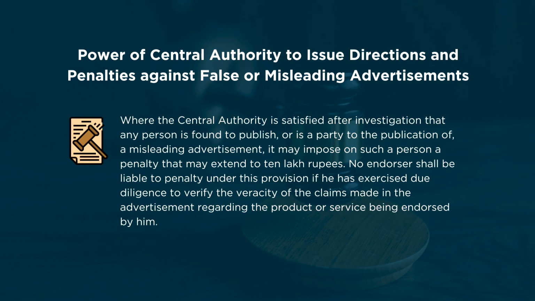Where the central authority is satisfied after investigation that any person is found to publish or is a party to the publication of a misleading advertisement, it may impose on such person a penalty that may extend to 10 lakh rupees. No endorser shall be liable to penalty under this provision if he has exercised due diligence to verify the veracity of the claims made in the advertisement regarding the product or service being endorsed by him.